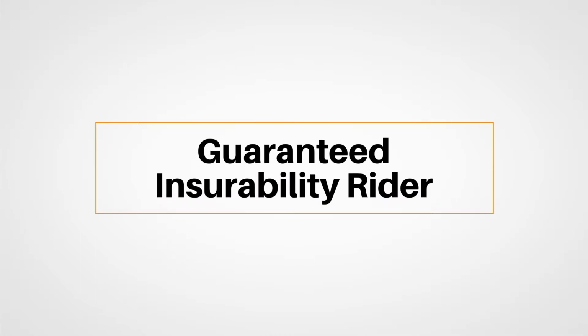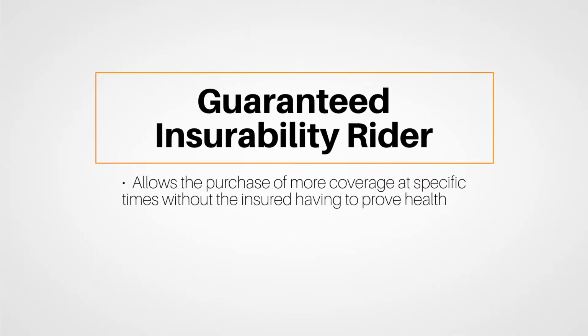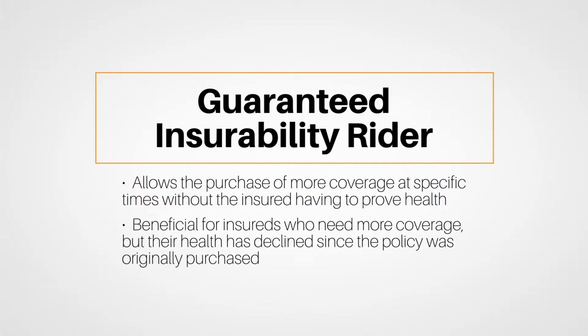Instead, she could add them through a family term insurance rider. This is much less expensive and would provide similar benefits. Another example might be to attach a guaranteed insurability rider to a policy. This provides the ability to purchase more coverage at specific dates and times without the insured having to prove health. This feature can be beneficial if an insured needs more coverage, but their health has declined since the policy was originally purchased.